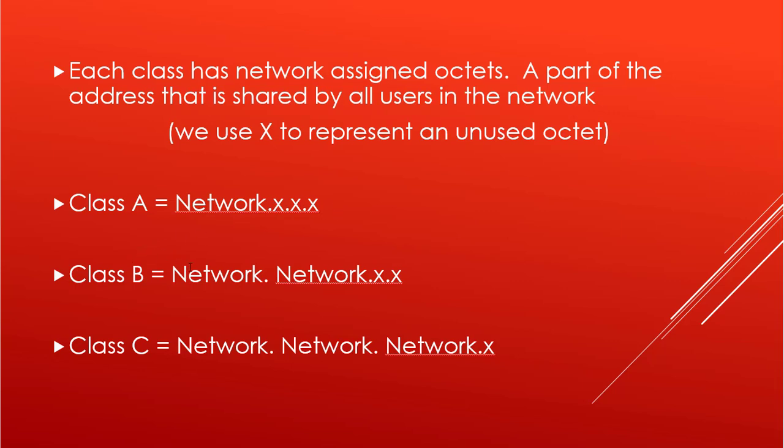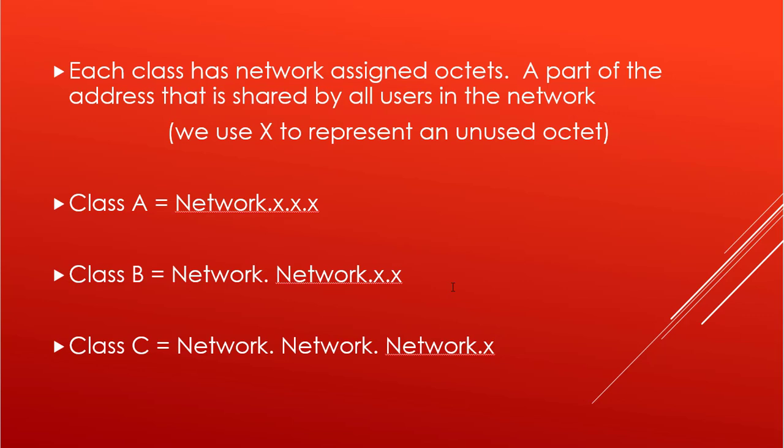In a Class B network, the first two octets are permanent, they're always network, and they cannot be changed. In a Class C address, the first three octets are network, and only the fourth octet can be changed. And that's why with 3 octets I can support 16.7 million, with 2 octets I can support about 65,000, and with 1 octet I can only go to 254.